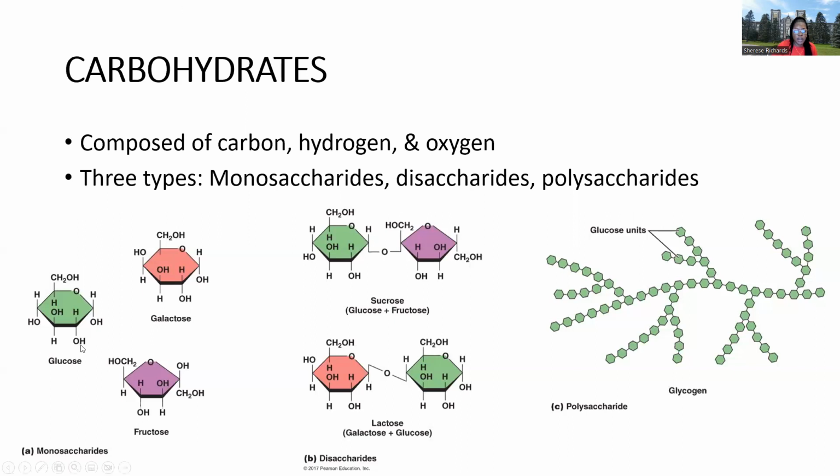So the monomers are glucose, galactose, and fructose. These are the individual monosaccharides, and we can combine these in different ways to form some of the disaccharides. Example, if we combine glucose and fructose, we make sucrose. Anyone know where we can find sucrose, what sucrose is? If you do, you can drop that in the chat.